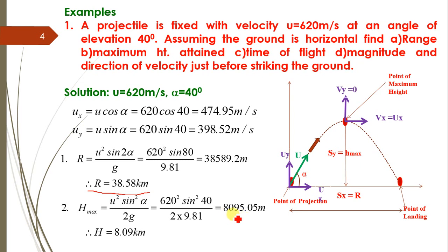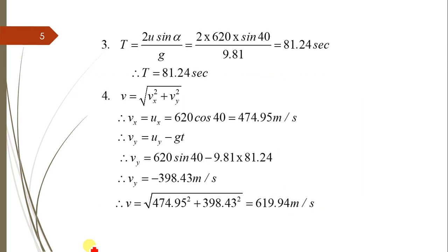The answer is 8095.05 meter, or we can say 8.09 kilometer. The maximum height attained by the particle, or by the projectile, is 8.09 kilometer. Then the third is time of flight, which is determined by the formula 2u sine alpha divided by g. So substituting the values, 2 into 620 into sine 40 divided by 9.81, so 81.24 seconds.